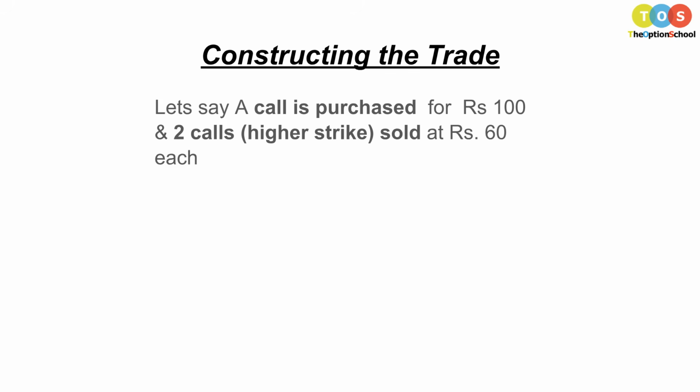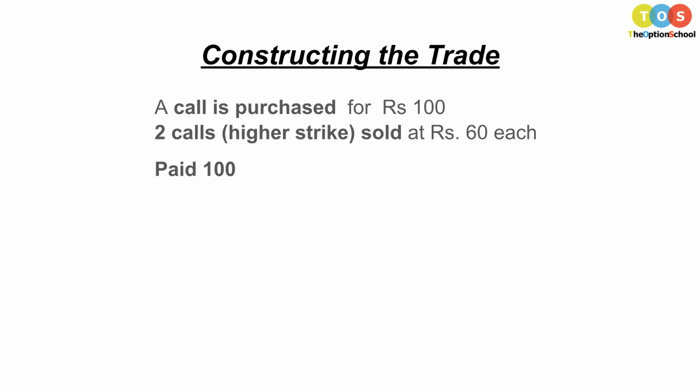Once we see how the ratio spread is created, we will also see the payoff diagram. We will also see the different zones in the payoff diagram, and then we will see what has happened in the few previous months through backtesting. Let us say we have purchased a call for rupees 100 and then we have sold two calls. Obviously these two calls will be of higher strike and we have sold these two calls at rupees 60 each.